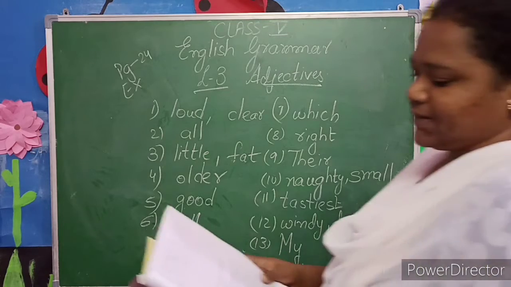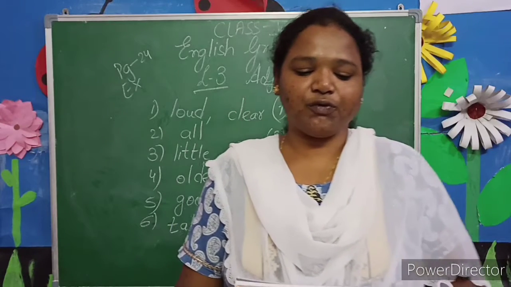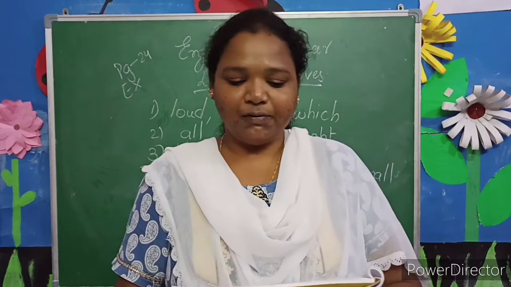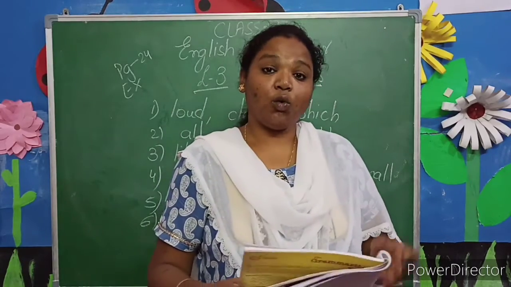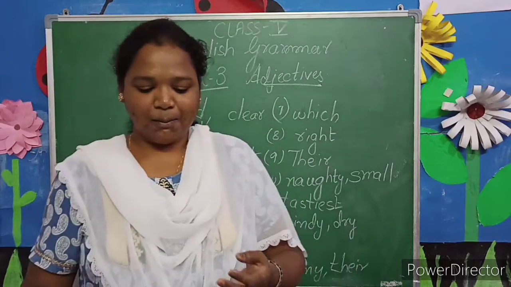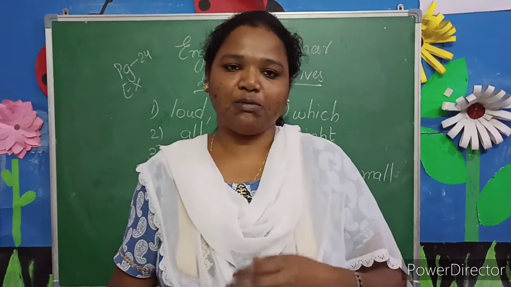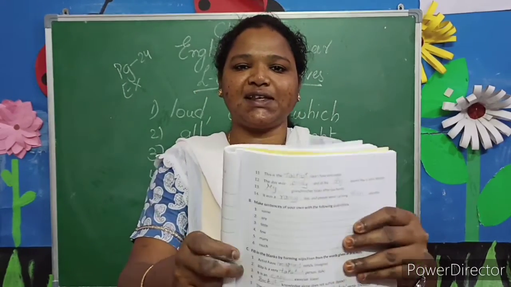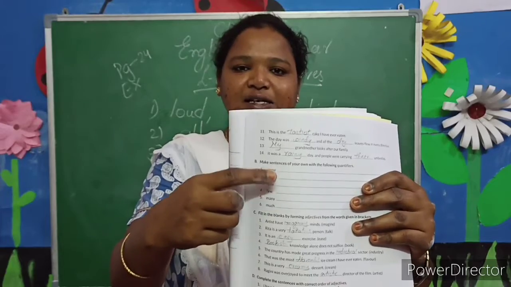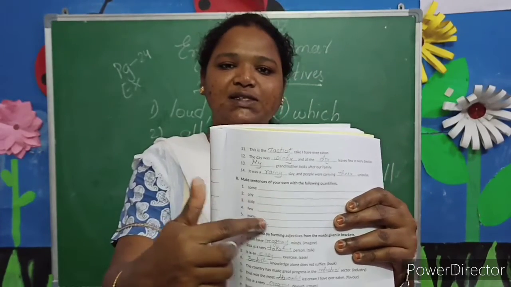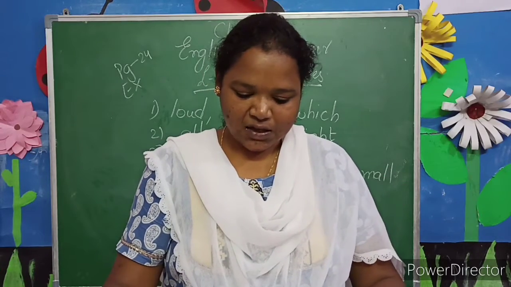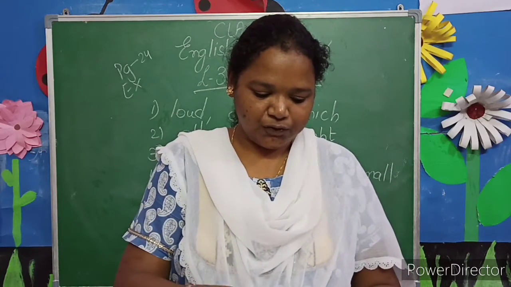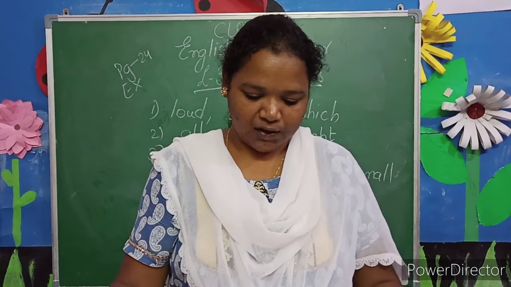So the next exercise, exercise B. Make sentences of your own with the following quantifiers. So quantifiers are adjectives that tell the quantity. Okay, some, any, little, few, many, much. So I want you to do this exercise by yourself. You have to write sentences of your own by using these quantifiers. Right, children? You can see in the front also, if you have forgotten what quantifiers are.